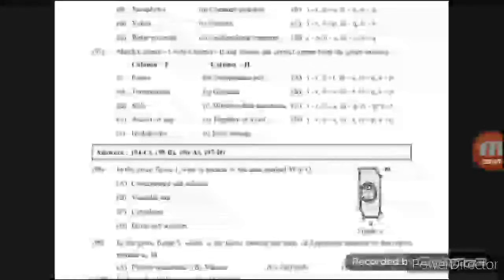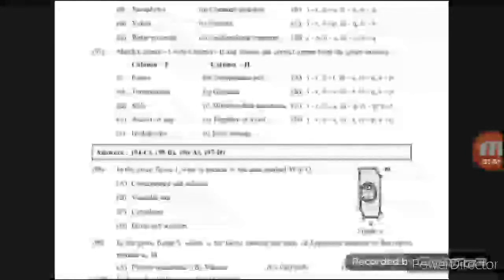Option 2 they have given that porins it is the mitochondrial membrane, transpiration it is the rigidity of a cell, sink it is the food storage, ascent of sap it is the guttation, and hydathodes it is the transpirational pull. In option 3 they have given that porins it is again the mitochondrial membrane, transpiration it is also the rigidity of a cell, sink it is the guttation, and ascent of sap it is transpirational pull, and hydathodes it is food storage.